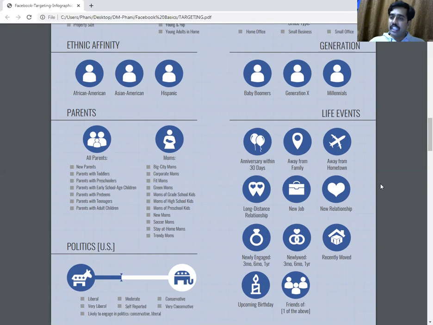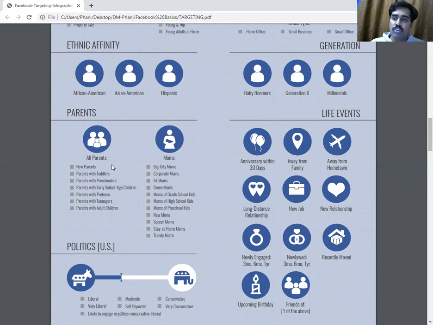Only then is the need fulfilled. So this is how you actually check it out. Similarly, somebody who is newly married has an anniversary coming up, maybe the first anniversary. So you can target people of that category also. And you can also target parents.